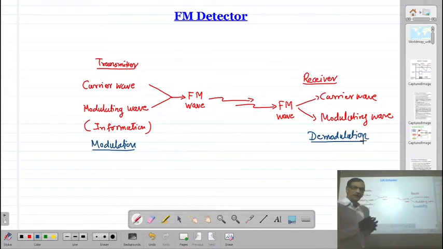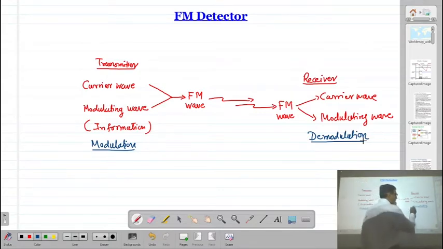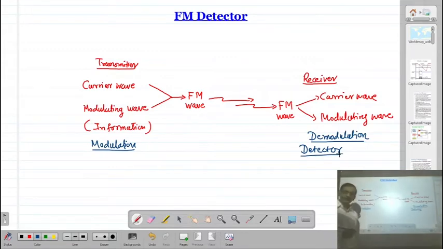So basically in communication we have a modulation process and a demodulation process. How we can modulate the wave, that we discussed in the previous lecture. But now how to demodulate the wave, or how to separate both the waves, that we are going to discuss in this lecture. The circuit which performs the demodulation process is known as a detector circuit. It is called a detector circuit.